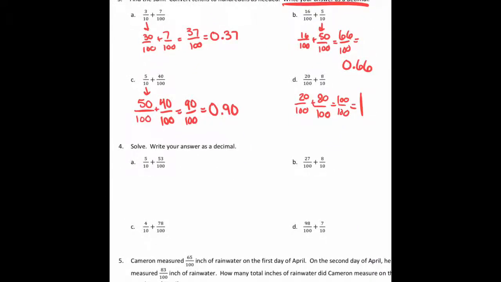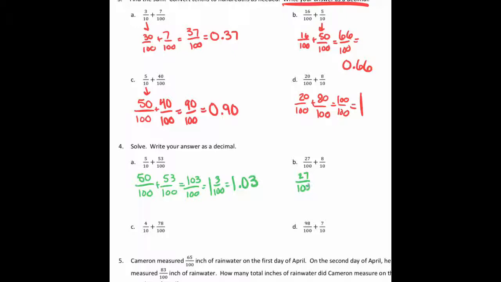So we have 5 tenths plus 53 hundredths. Well, again, I'm going to change those tenths into hundredths. So 5 tenths is the same thing as 50 hundredths plus 53 hundredths, which would give me 103 hundredths, which we know is more than a whole. So I could pull 100 hundredths out, which would be 1, and we'd have 3 hundredths left over. So as a decimal, that would be 1.03, 1 and 3 hundredths.